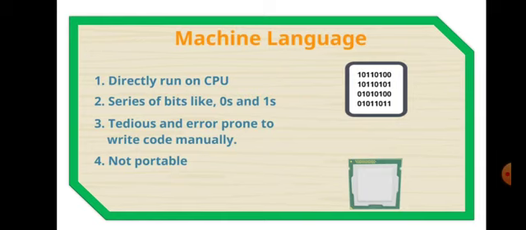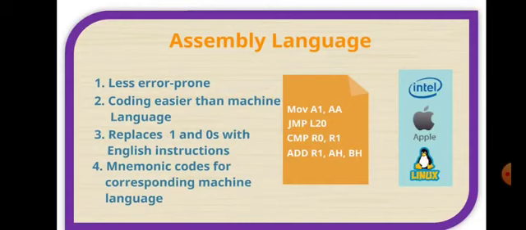In short, machine language is in the form of zeros and ones. It is very complex to understand this. It is not in the form of simple English. It can only be understood by the machine, the computer. And now it is assembly language.